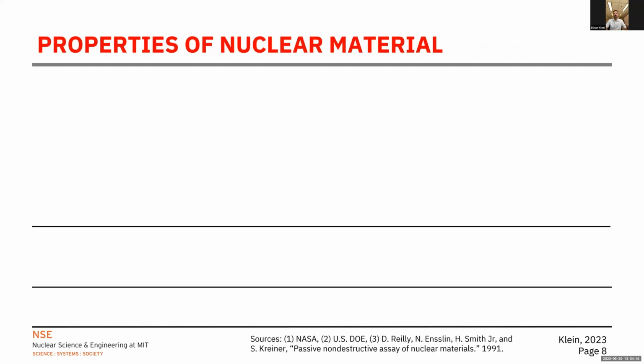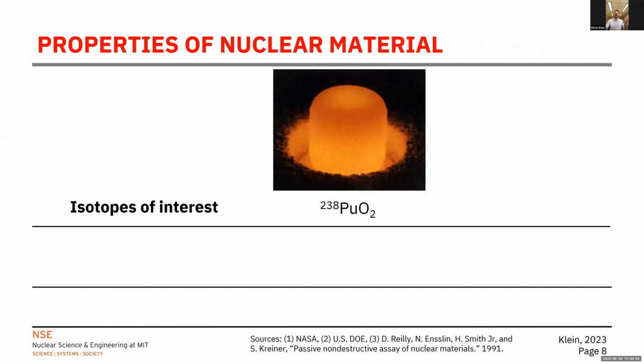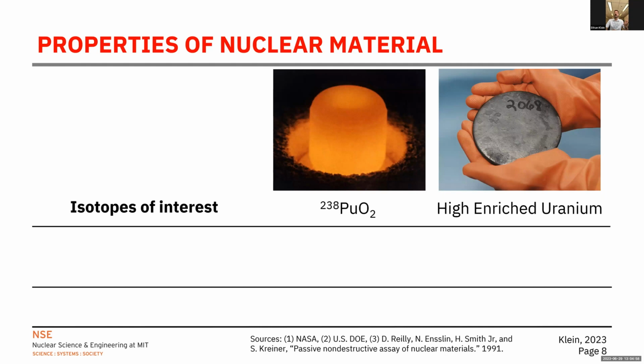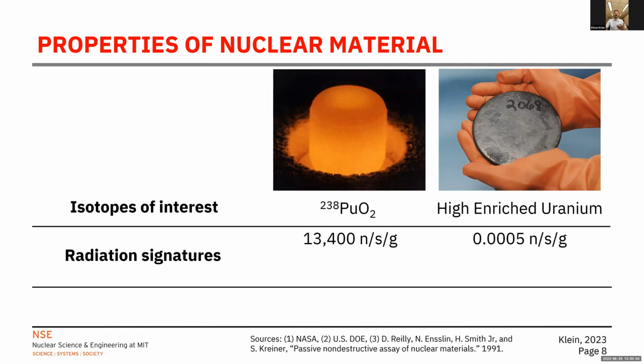You probably have heard a bit about this over the past few weeks, but there are different properties of nuclear material that can help us get these signatures that we would need to identify and to quantify them. I'll put two different isotopes of interest here: plutonium oxide 238, along with high enriched uranium. The point I want to make is that they have very different radiation signatures. Plutonium oxide gives off thousands of neutrons per second per gram of material, whereas high enriched uranium gives off barely any, even for kilogram quantities.